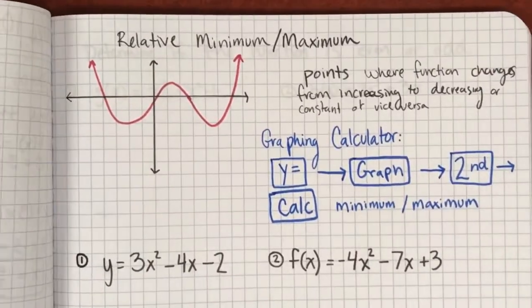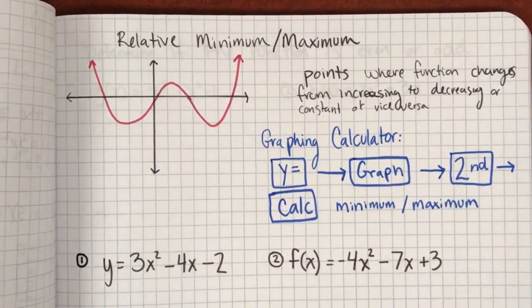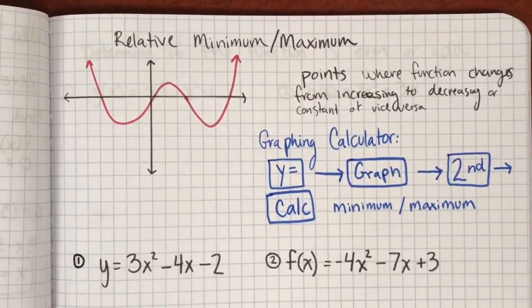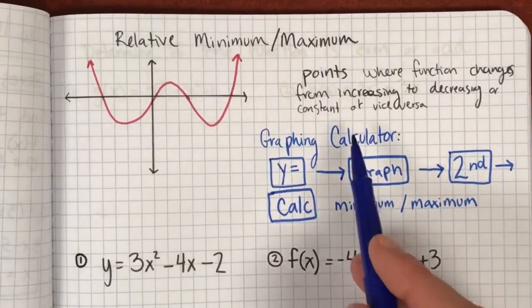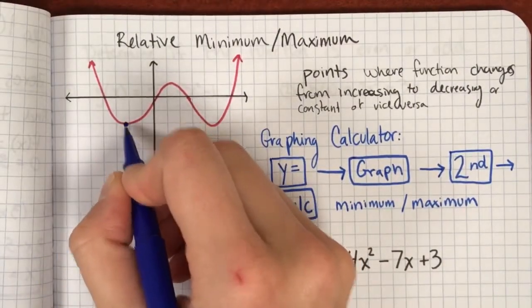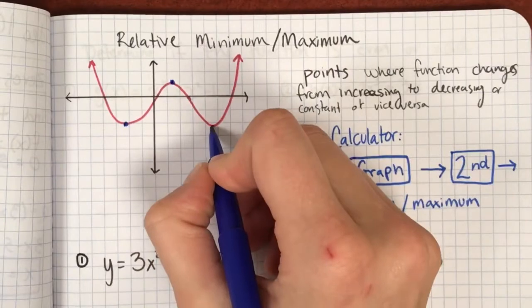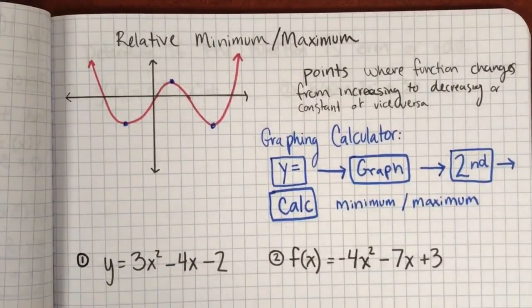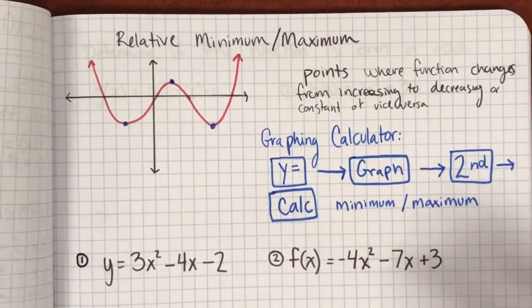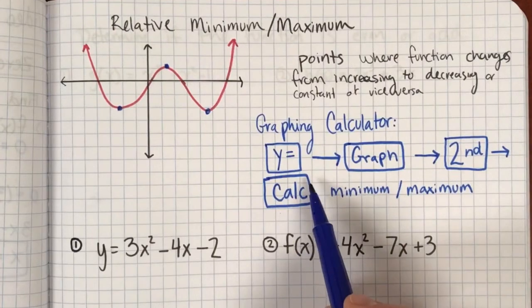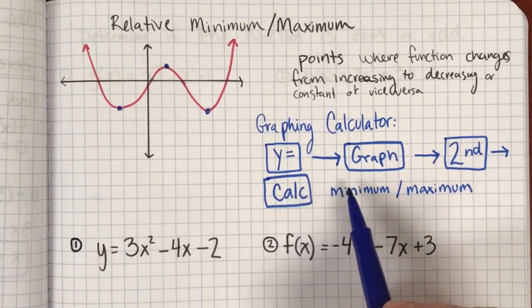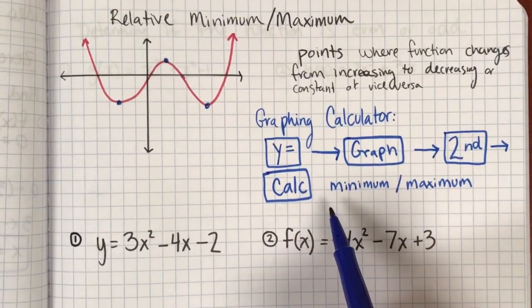All right, now looking at our relative minimum and maximum. Those are points where the function changes from increasing to decreasing, or constant, or vice versa. So we could have 3 relative min-maximums at these 3 points. Because it's obviously not the maximum, but it is relative to its points around it. So on a graphing calculator, you'll hit y equals, and then you'll hit your graph, and then second calc, and then you arrow down to your minimum or maximum value.